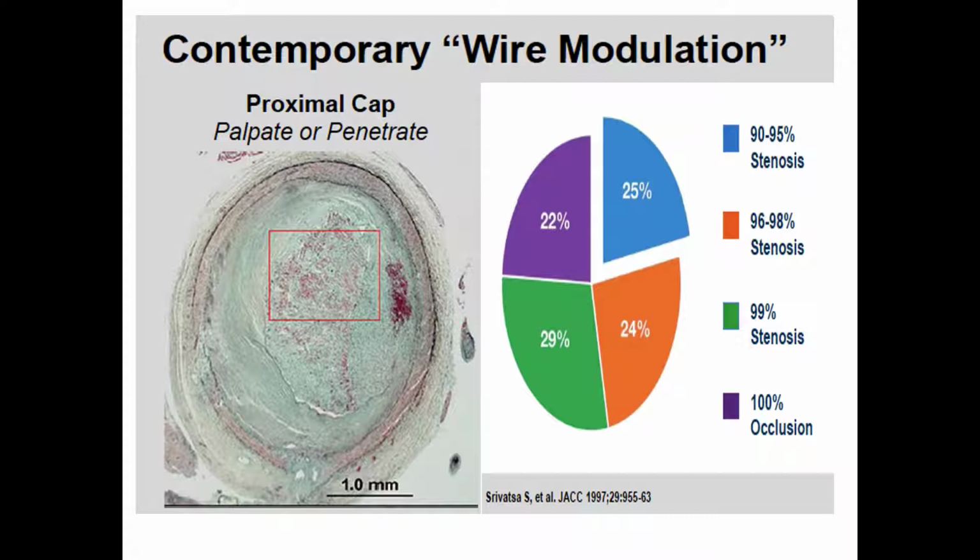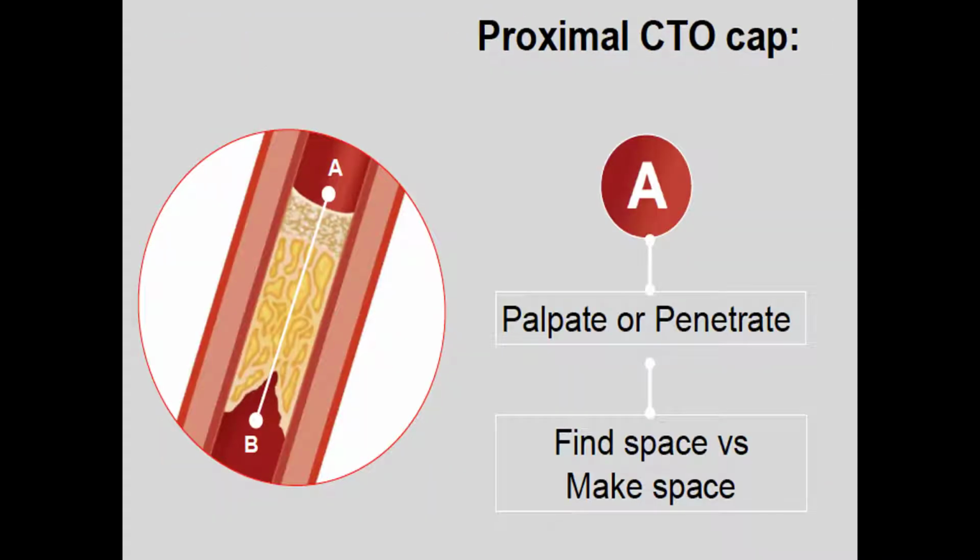However, the anatomical pathway of those channels could be highly complex to navigate through. So when you have a proximal cap, you need to palpate, and you need to see if you will be able to penetrate and to progress within a pre-existing space or to make that space.